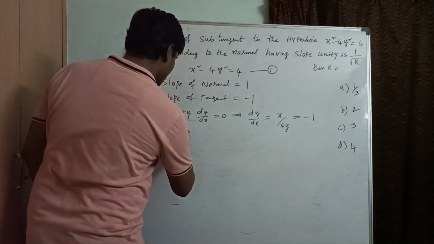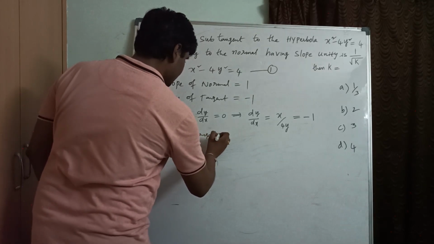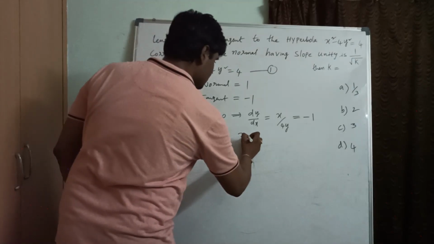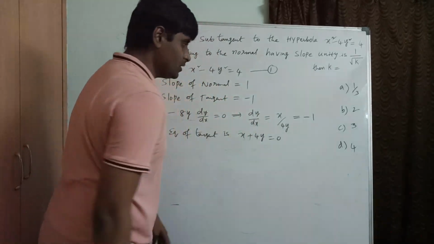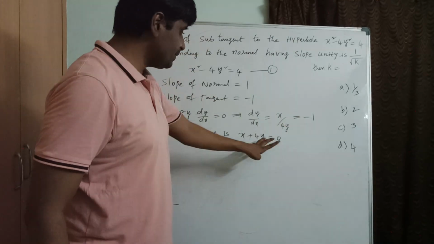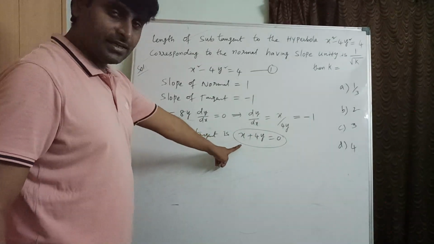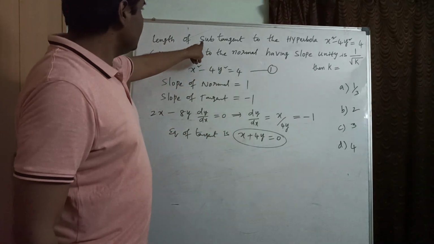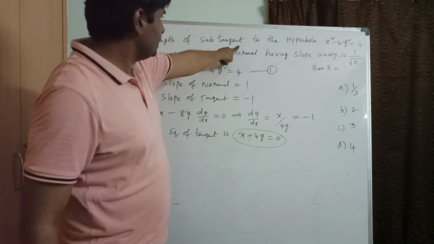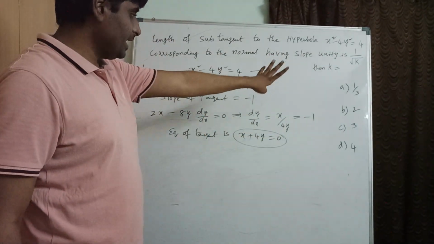That means the equation of tangent is x plus 4y equals 0, that is, x equals minus 4y. This is the equation of tangent. Now what are we going to find out? The length of subtangent is given as 1 by root k.